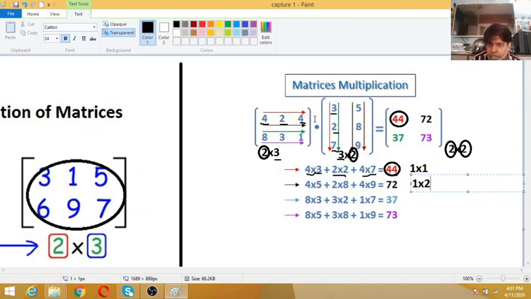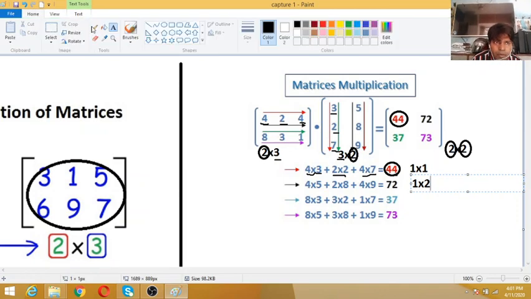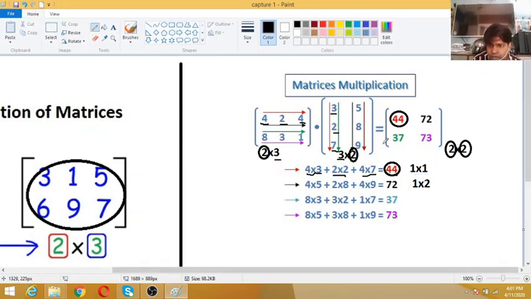So when I say 1 cross 2, you are multiplying the first row, as the address says, first row, into the second column. So 4 into 5 here, 2 into 8 is here, 4 into 9 is here, and then you multiply and add and write the answer 72. So this 72 position is 1 cross 2, that is, first row, second column.